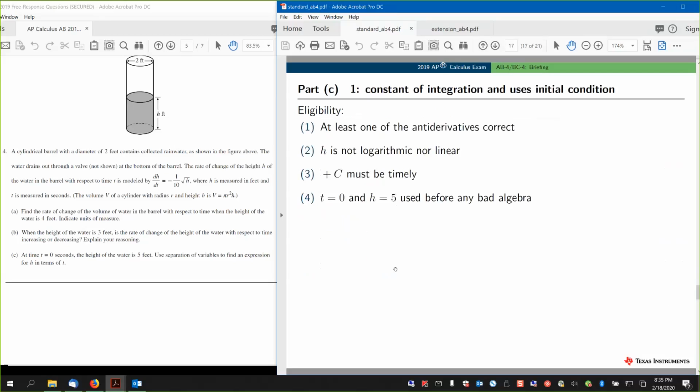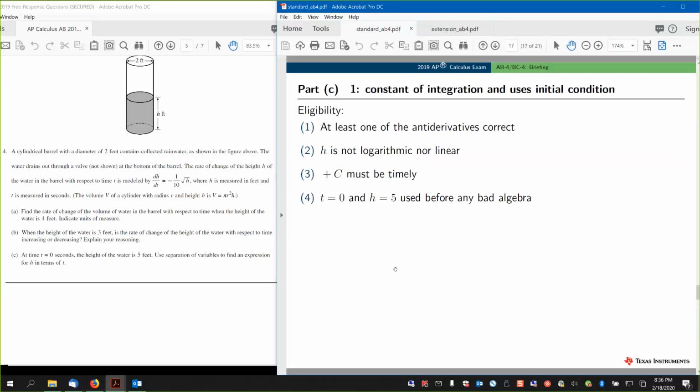The third point in part C was for the constant of integration and using the initial condition. So both of those things must be true, and there was an eligibility criteria here. At least one of the antiderivatives must be correct. The variable h cannot be part of a logarithmic function nor a linear function. We don't want the student to make this much more difficult nor even easier. And use of the constant of integration must be timely, and that means it has to be introduced at the correct point in the solution process.